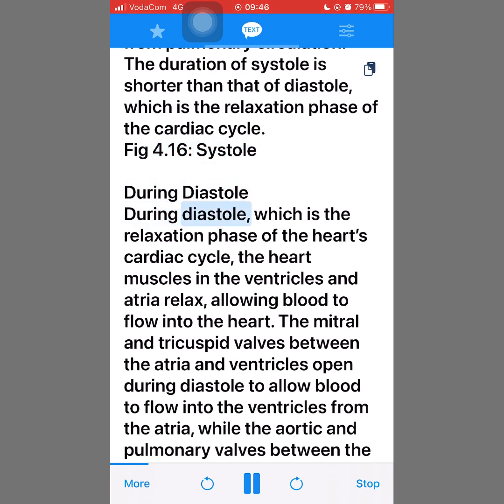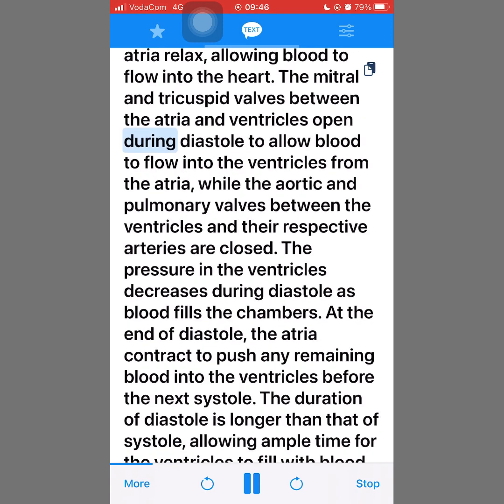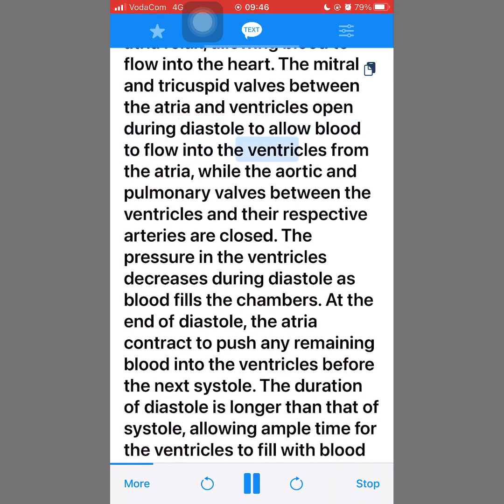During diastole, which is the relaxation phase of the heart's cardiac cycle, the heart muscles in the ventricles and atria relax, allowing blood to flow into the heart. The mitral and tricuspid valves between the atria and ventricles open during diastole to allow blood to flow into the ventricles from the atria, while the aortic and pulmonary valves between the ventricles and their respective arteries are closed. The pressure in the ventricles decreases during diastole as blood fills the chambers.